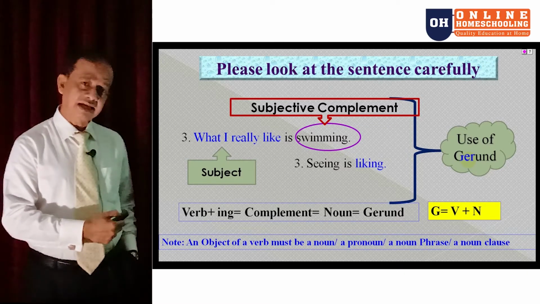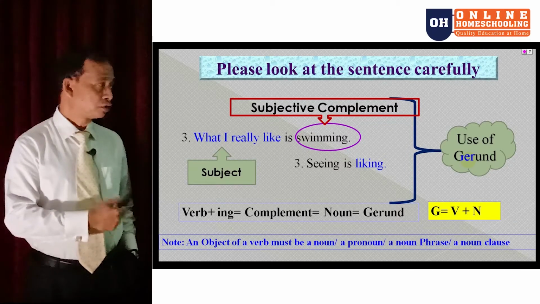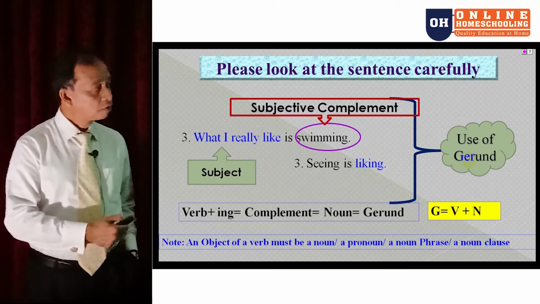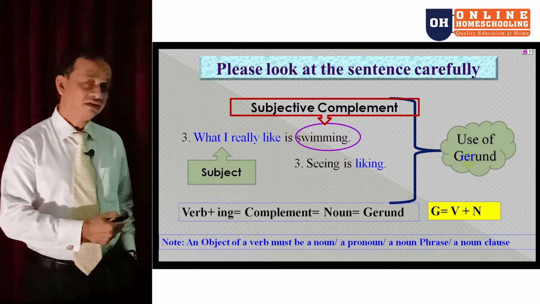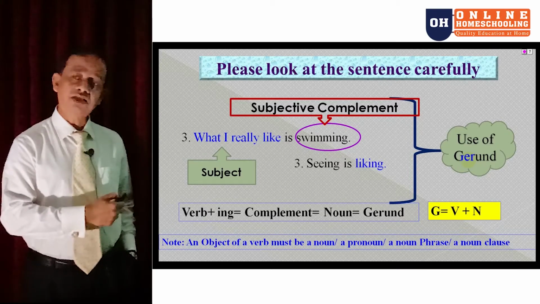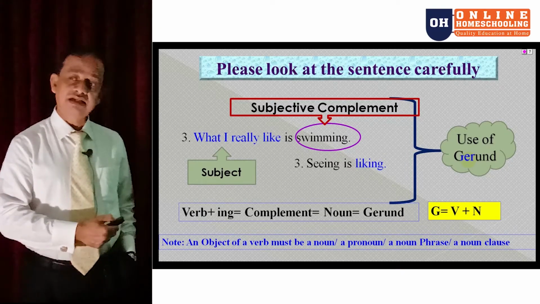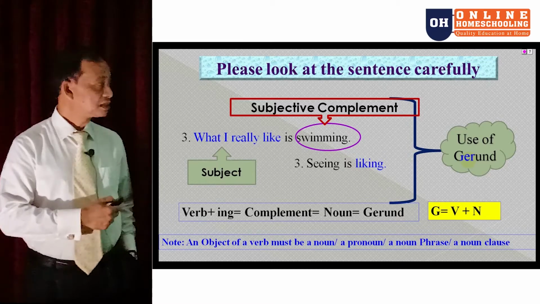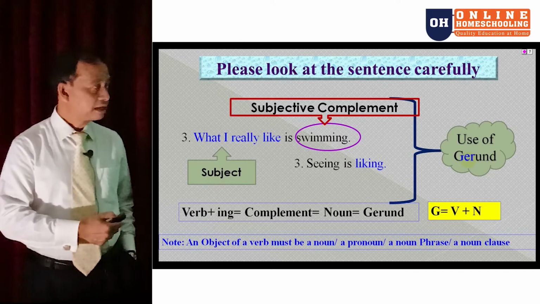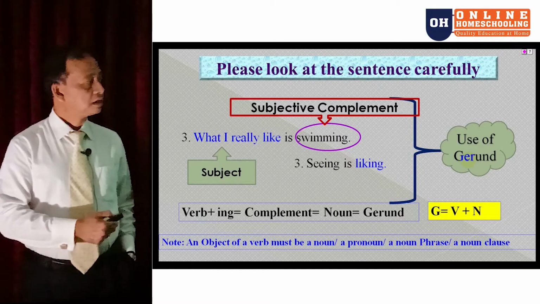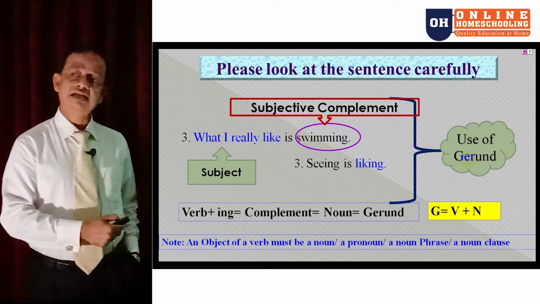Just try to understand the meaning. What I really like, what I really like, the thing is swimming. So whatever swimming is, my liking is the same, the same thing. What is swimming? That is what I like. So both of them are alike. For this reason, this swimming is the subjective complement. Subject and swimming are identical, the same. So this swimming must be a noun, because the complement in this sentence is a noun.